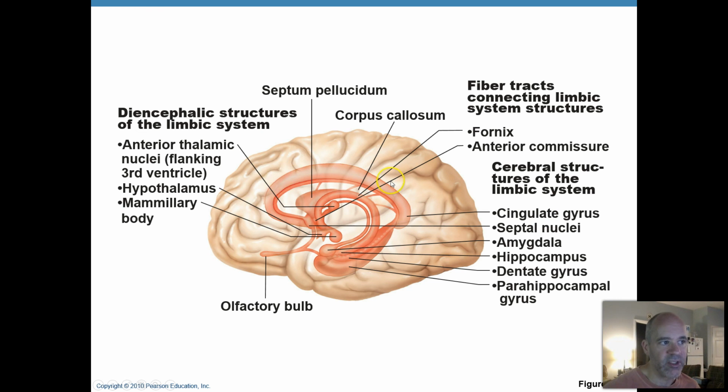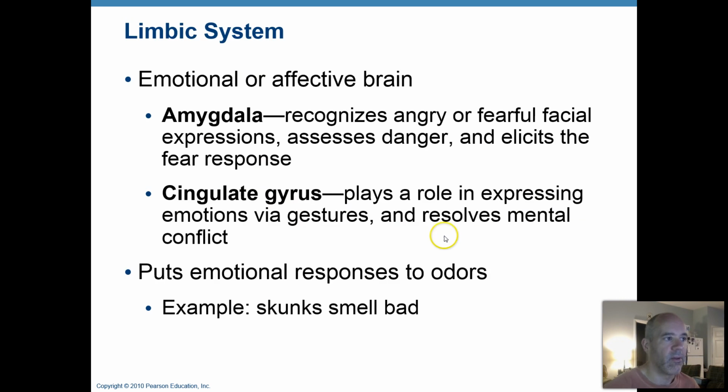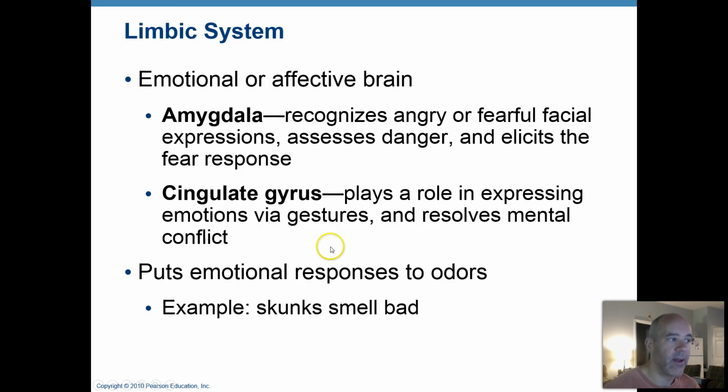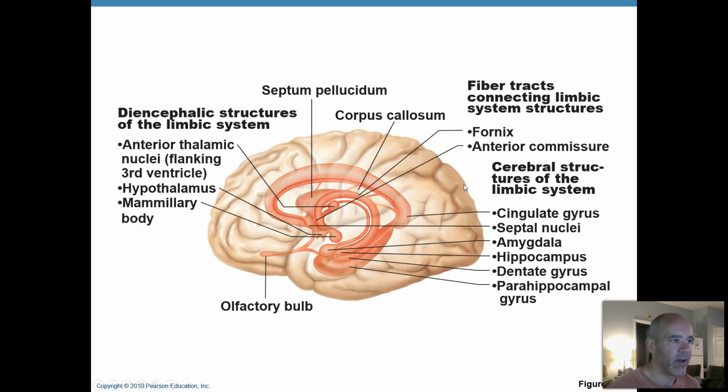here, that is a deeper gyrus. It's between the two hemispheres, and within that gyrus you have neurons that carry out the functions we just went over. And here's the amygdala, that little knot right in there. You have cell bodies of neurons that are involved in these types of emotional responses, recognizing angry or fearful expressions.